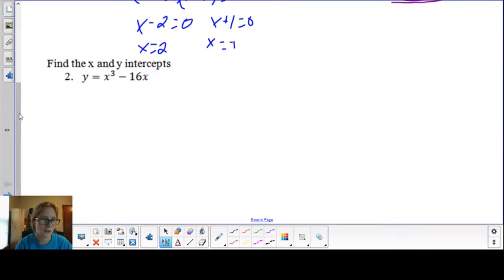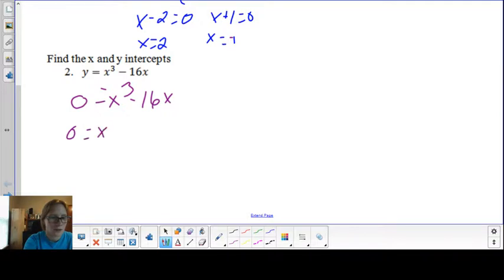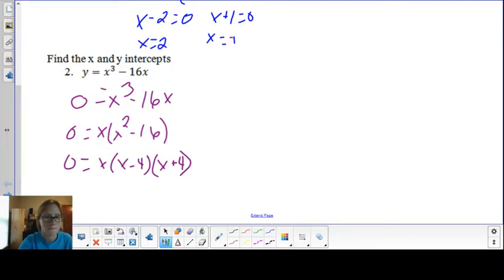X and y intercepts. Remember, x-intercept, y is 0. So we have 0 is equal to x cubed minus 16x. I can factor out an x, and I'm left with x squared minus 16. I can factor again, because I have the difference of 2 squares, only this time I have 4 and negative 4.